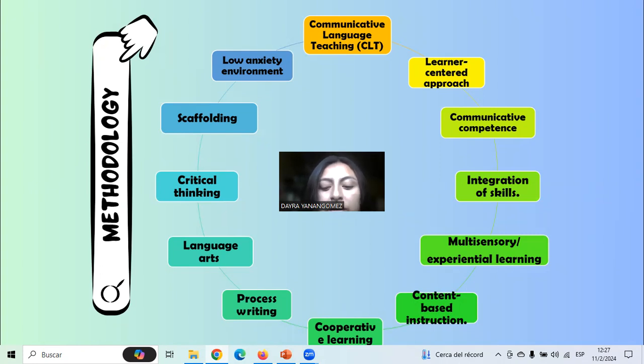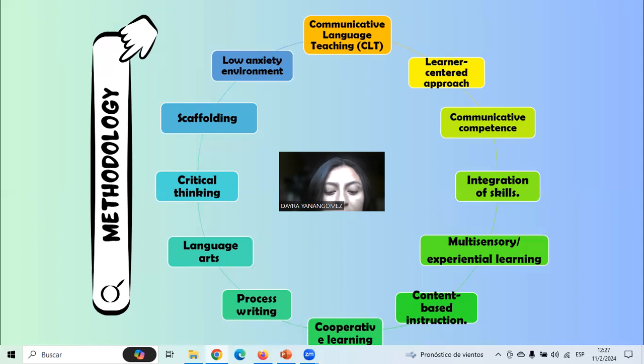In this early stage, the focus is more on conveying meaning than on grammatical details, in other words, on vocabulary. Integration of the skills: in this case, teachers have to integrate the four skills: reading, writing, listening, and speaking. Multisensory experiential learning: hands-on activities, visual aids, and concrete experiences are used to aid learning. Content-based instruction: English is integrated with other subjects' content to provide context.